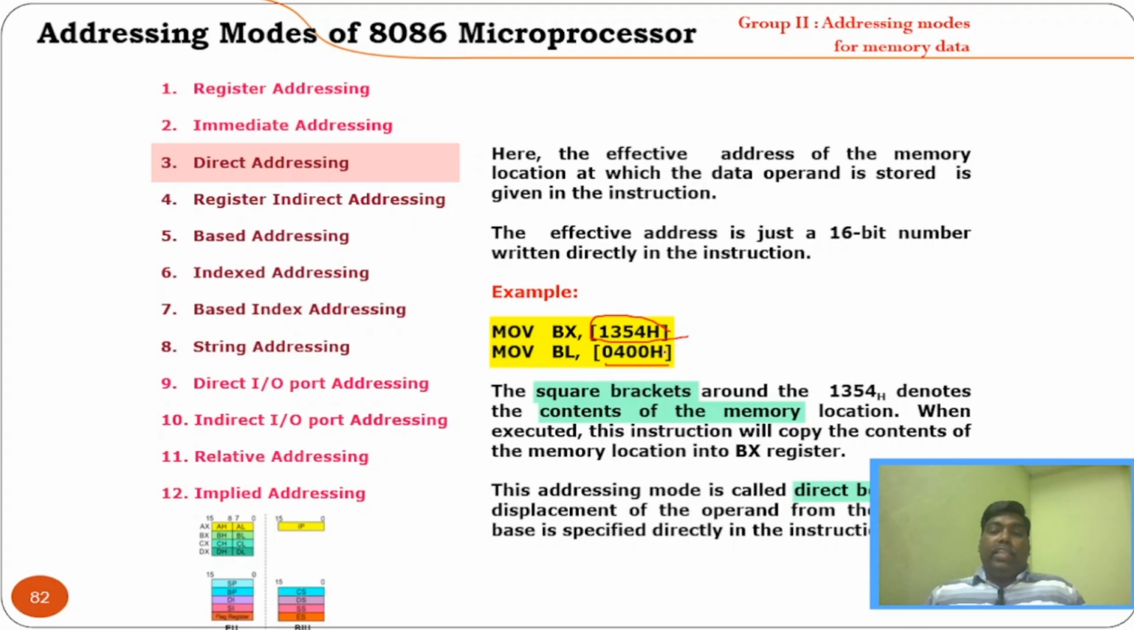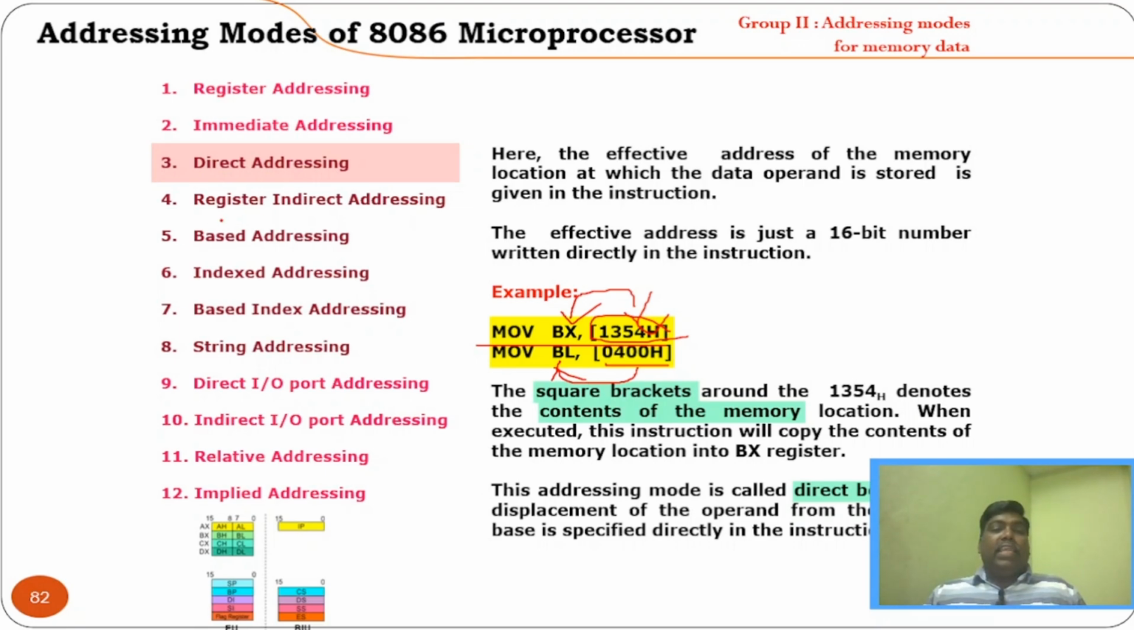Now you can see here the square brackets. Whenever in 8086 something is represented in square brackets, that represents the memory location, right? So this instruction will move the content present in this particular memory location to this particular register. Similarly, the content present in this location will be moved to this register, right? So this is called direct addressing, where we have given the address directly.